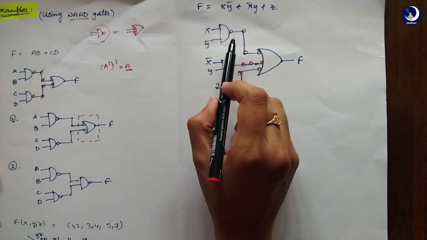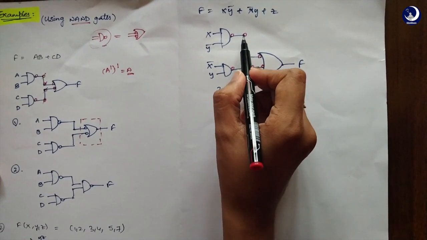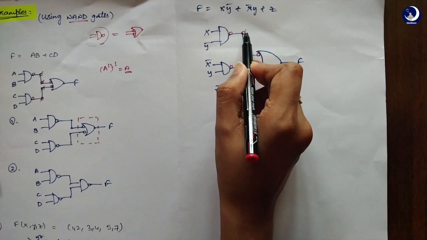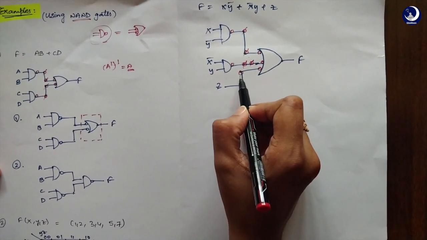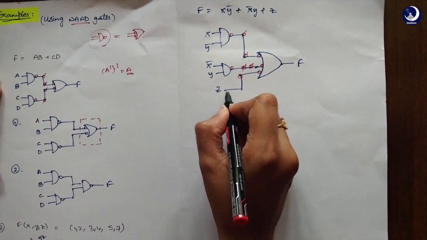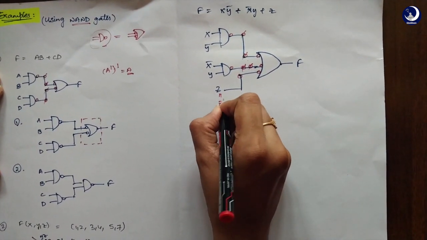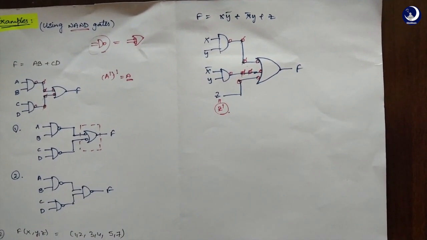Now, what do you do? You need to check in each line if there is an even number of bubbles. See, in this line you have 2 bubbles, which is even, so you just cross them out. In this line you have 2 bubbles, just cross them out. And in this line you have only 1 bubble, so you won't be crossing this. See, a Z with a bubble becomes Z bar. Right, this is the most important one. Do not miss this part in the question also.